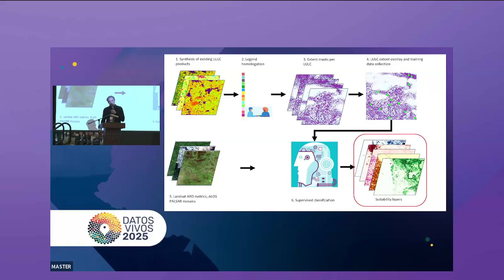So what we did was to implement a workflow that synthesizes existing national and global land cover products. We use them to train some Landsat images to produce land cover suitability maps.